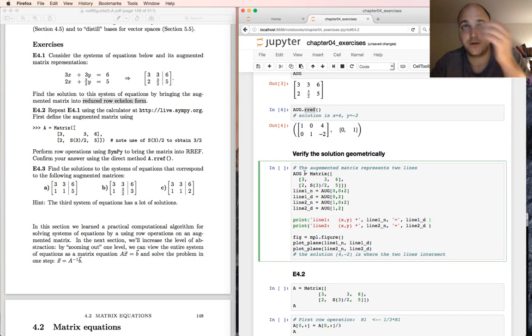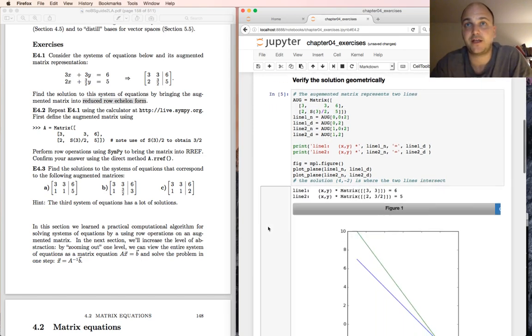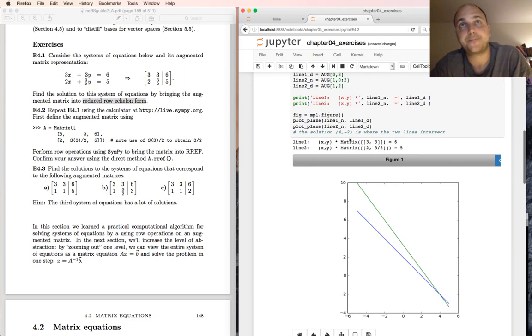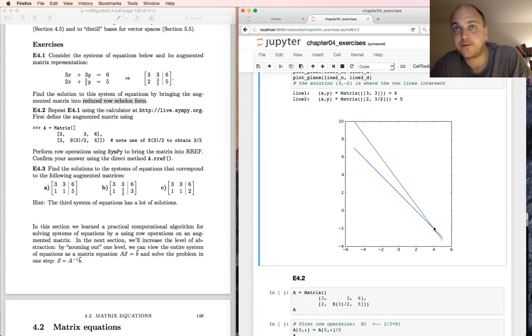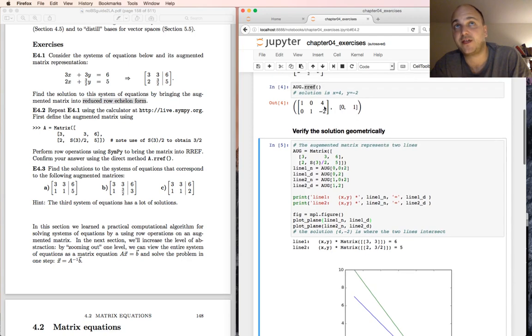Now, I mentioned there's a geometric interpretation. This is the first line, and this is the second line. I've extracted the coefficients, and now we can take a look at the two lines. It's a bit hard to see, but this is a line with equation 3x plus 3y equals 6. This is what they look like, and visually we can see that right around here, it's 4, -2: x is 4, y is -2. The two lines intersect. So it's like a verification that our algebraic procedure gets to the right answer.